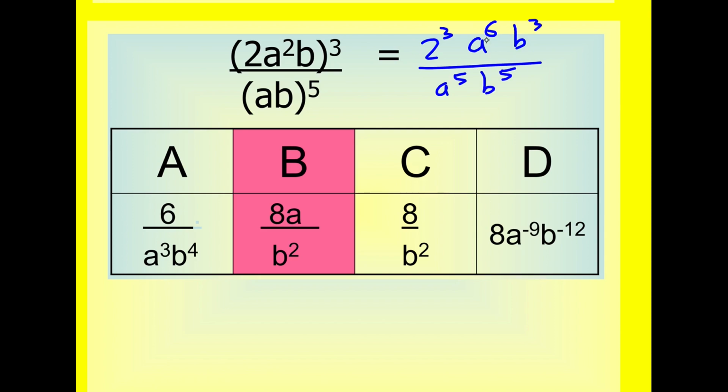The a to the 5 and the a to the 6 are going to mostly cancel and just be left with a. Same happens here. The b to the 3 is going to mostly cancel with that. I'm going to be left with 2 to the 3, 8a over b squared.